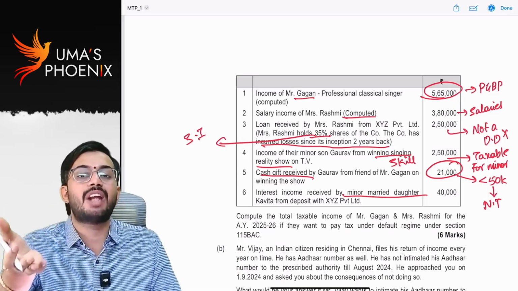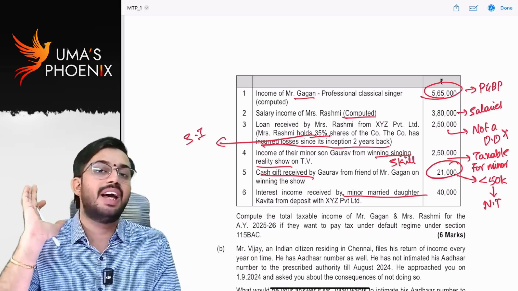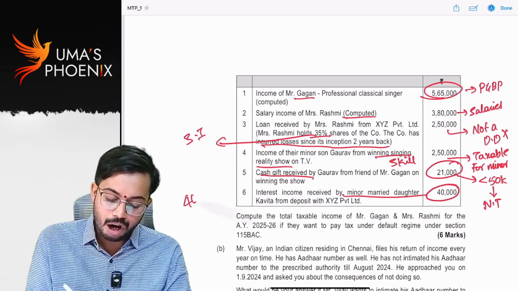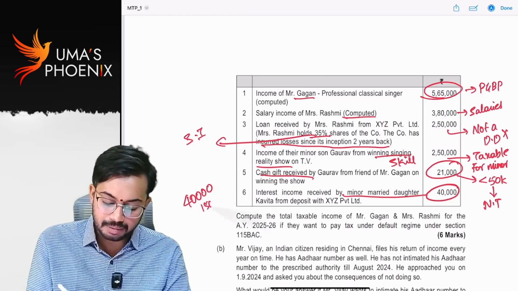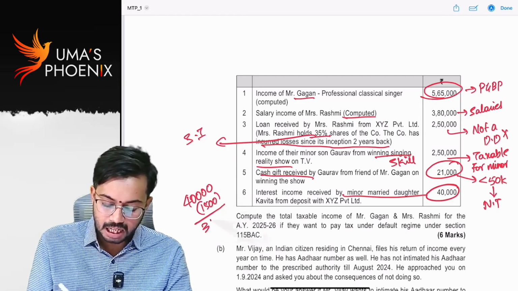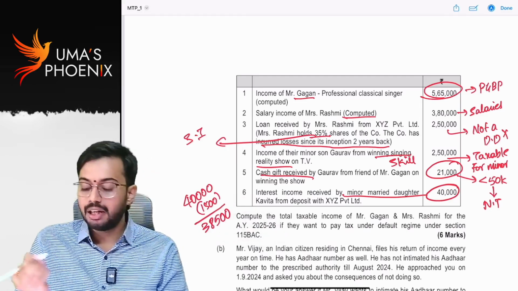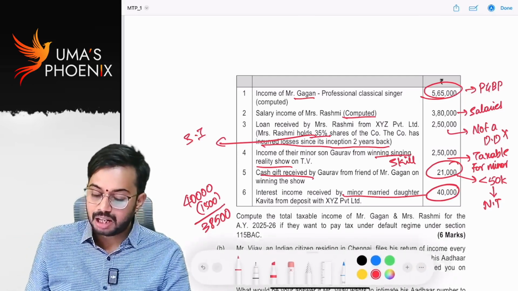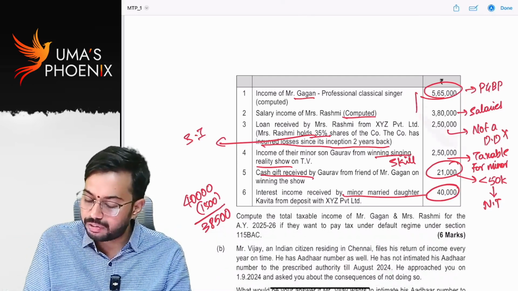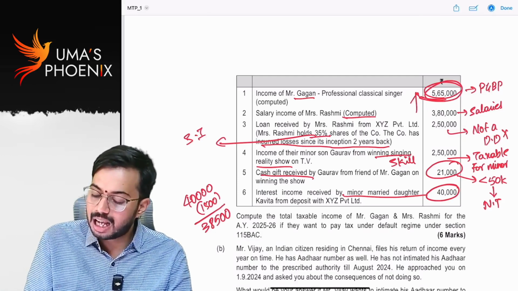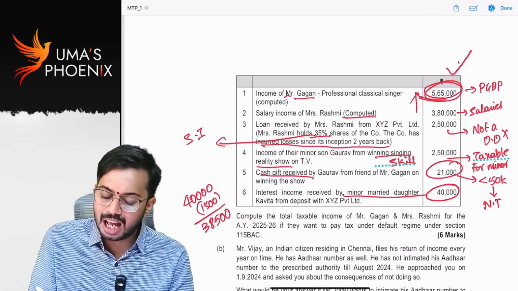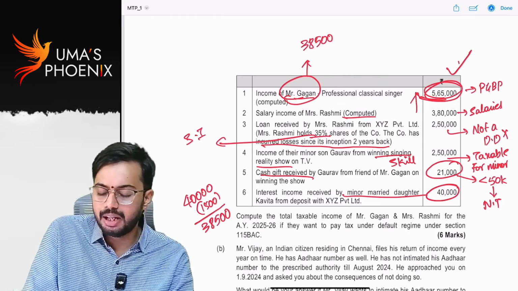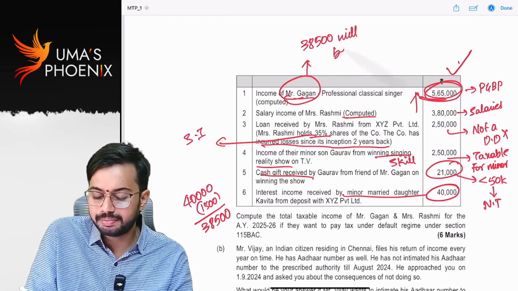However, at the time of clubbing, you can claim 1500 exemption. Is it clear? So 40,000 minus 1500, 38,500. Whose income is higher? Gagan income or Reshmi income? Out of these two, whichever is higher means Gagan income is higher. So in the hands of Gagan, 38,500 will be clubbed. Is it clear?